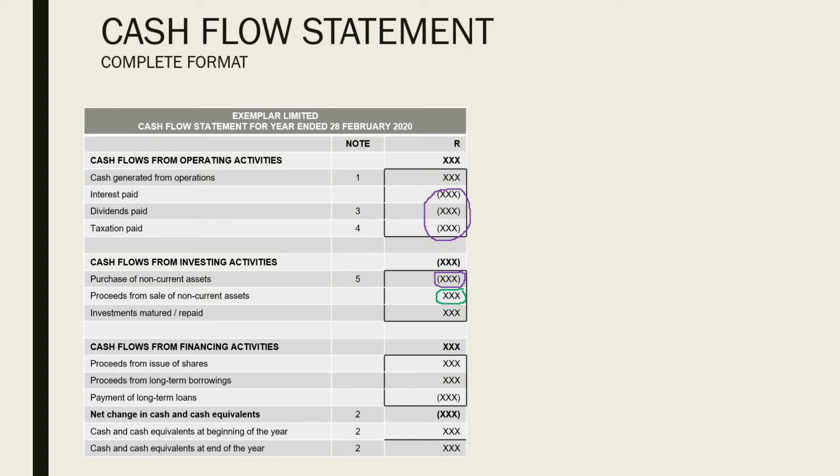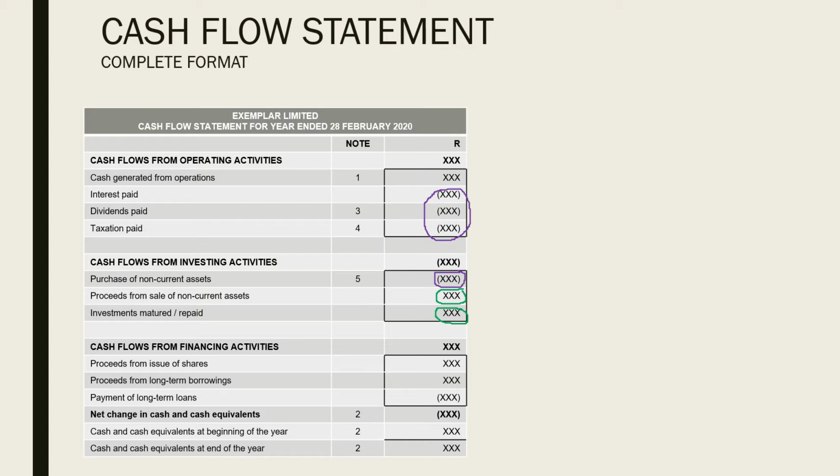Proceeds are the investments, investments matured or repaid. If the investments are maturing, it means that we are getting our money back. The money that we have invested will come back to us. That is why it is also not bracketed, because there will be a cash inflow. When we make the investment, it is an outflow. When that investment matures, it comes back to us and then there will be a cash inflow.